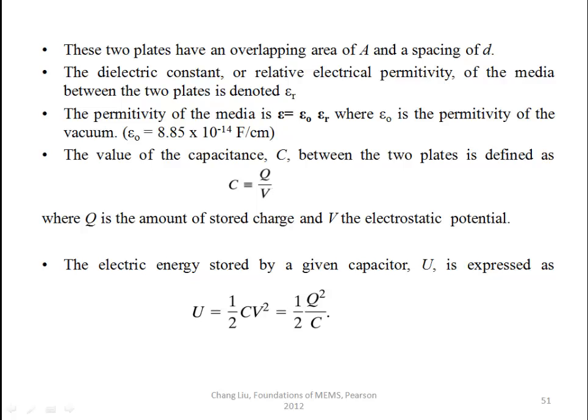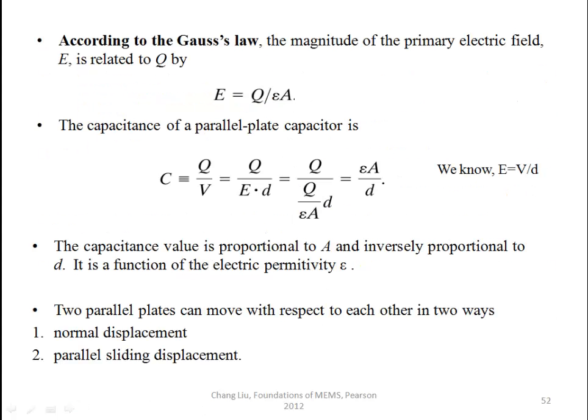For a capacitor, the energy stored is represented as U is equal to half CV square. We know C is equal to Q by V. Substituting Q by V in this equation, we get U is equal to half Q square by C. According to Gauss law, the electric field is equal to Q by epsilon A.